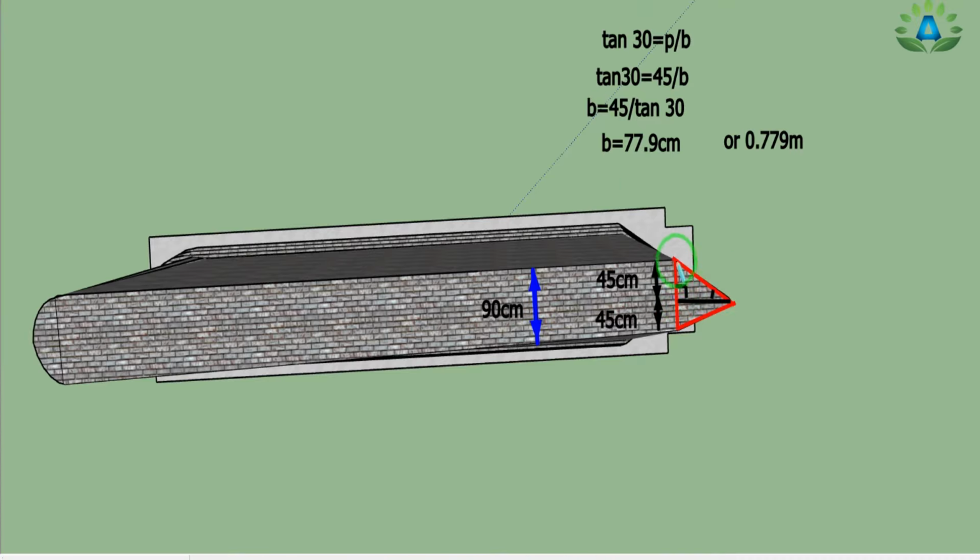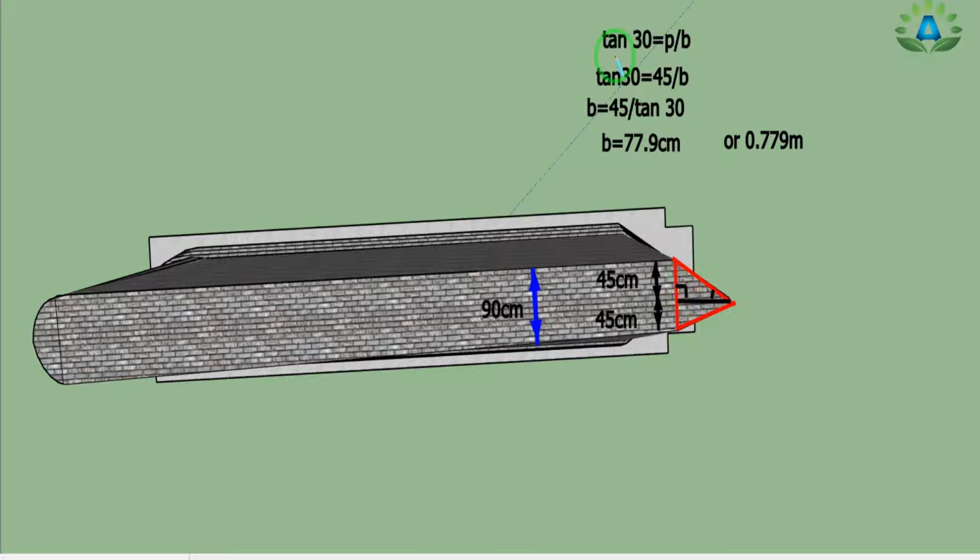So firstly we need to calculate the area of this base triangle, and we have the area of the triangle 1/2, and base is this portion, and height will be this height of the triangle. Width of the pier is 90 centimeter at its top portion, and this portion is 45, that is 90 by 2, and this portion is also 45, that is 90 by 2, since this is the midpoint. And we have this angle 90 degree.